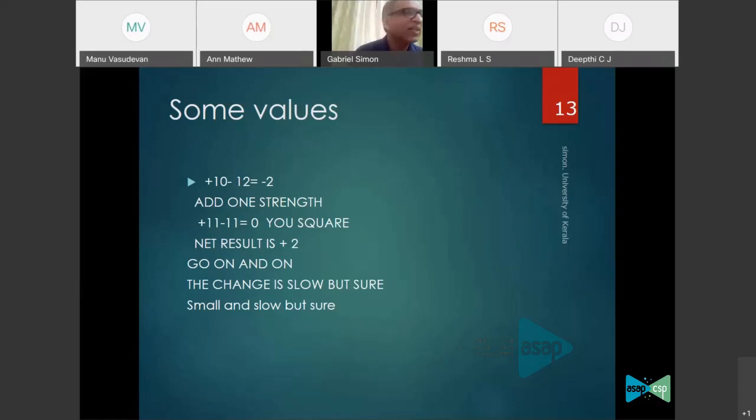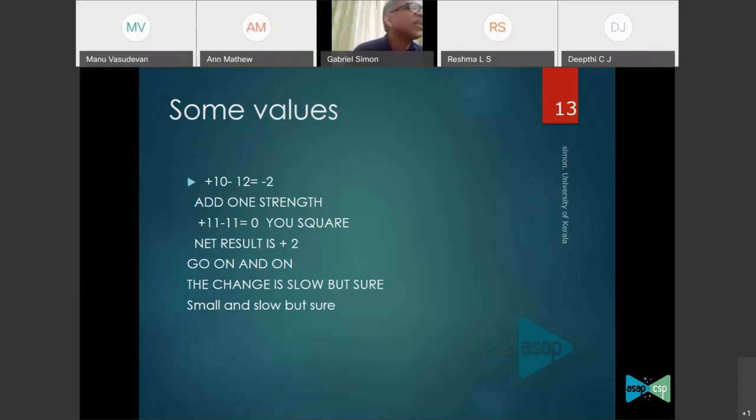You have added one. But when you do this, you are taking away the space that you have given for your weaknesses. Or you can do this only by surrendering or giving up one of your weaknesses. So your weaknesses, which were minus 12, you have given up one, it becomes minus 11. So the result is plus 11, minus 11. So you are at zero, or you are at square.